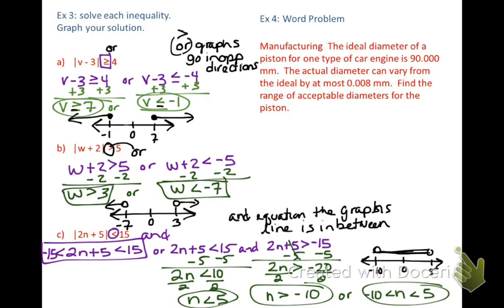Example 4. Manufacturing. The ideal diameter of a piston for one type of car engine is 90.000 millimeters. The actual diameter can vary from the ideal by at most 0.008 millimeters. Find the range of acceptable diameters for the piston.